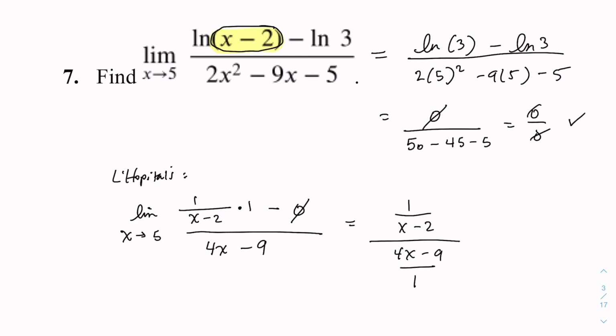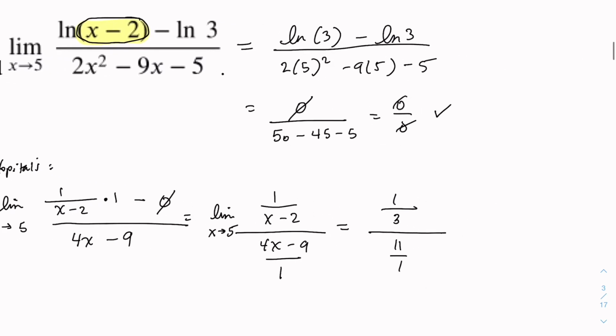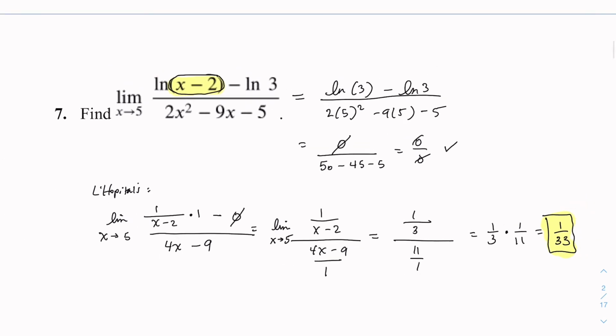Okay, let's plug this in. Notice I haven't plugged anything in yet, so my limit expression should still be there. Okay, so we get 1 over 5 minus 2 is 3, all over 4 times 5 is 20, minus 9 is 11 over 1. Now I'm going to multiply by the reciprocal. So that's 1/3 times 1 over 11. My final answer is 1/33. So we did have to apply L'Hopital's once here.